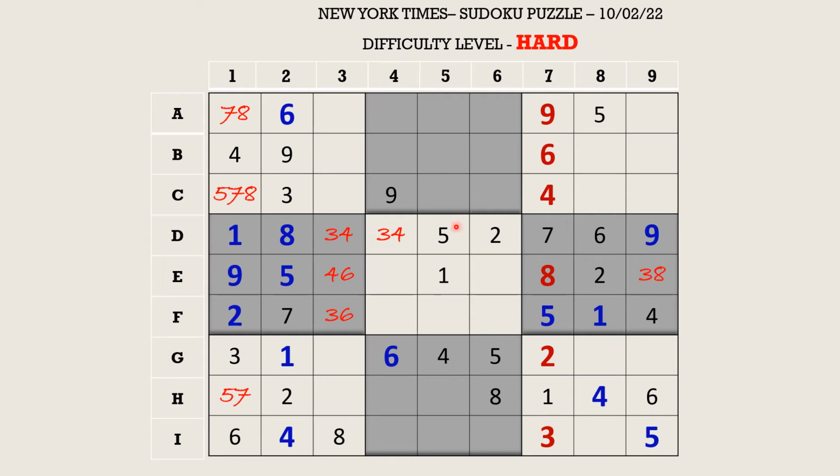There is 5 in column 5 and 5 in column 6 which blocks these 2 columns. There is 5 in row A, which blocks here. So B4 takes 5. Now this 8 cancels out the 8 here, so E9 becomes 3. This 3 blocks these 3 cells, and there is a 3 in C row which blocks these 2 cells here. So B8 takes 3.